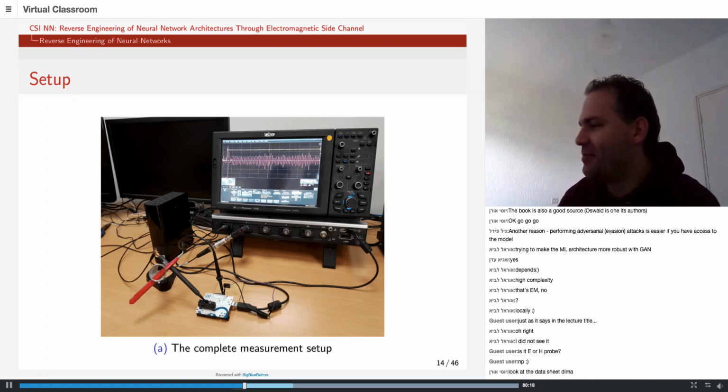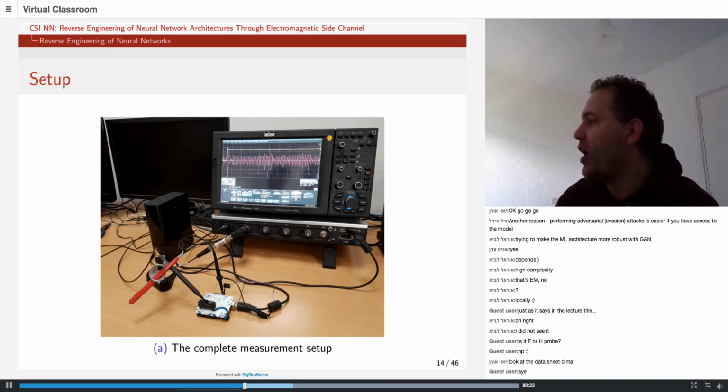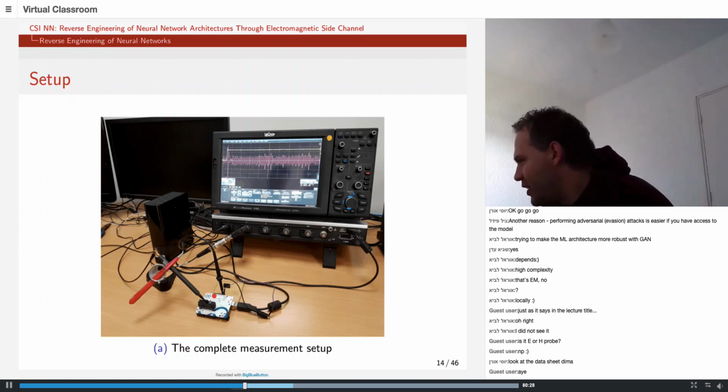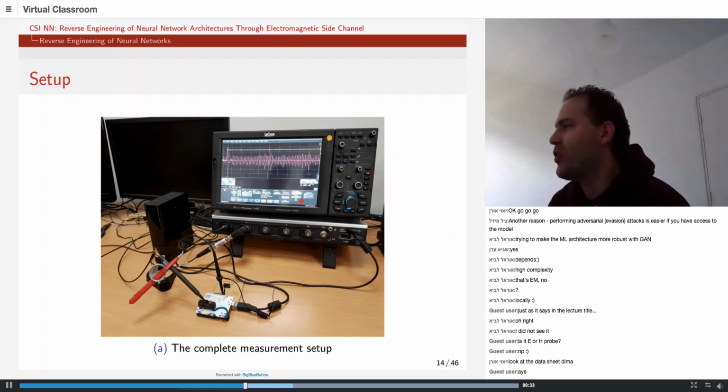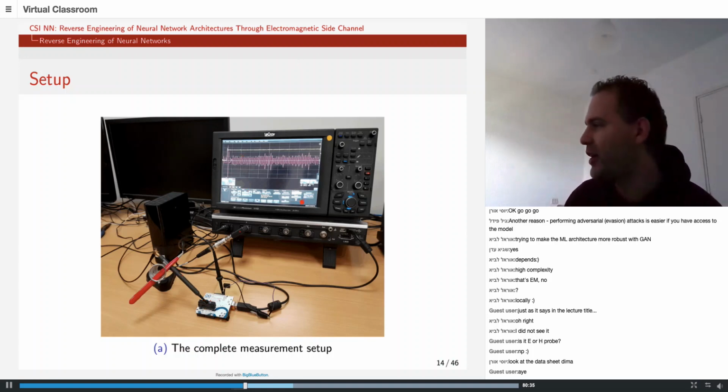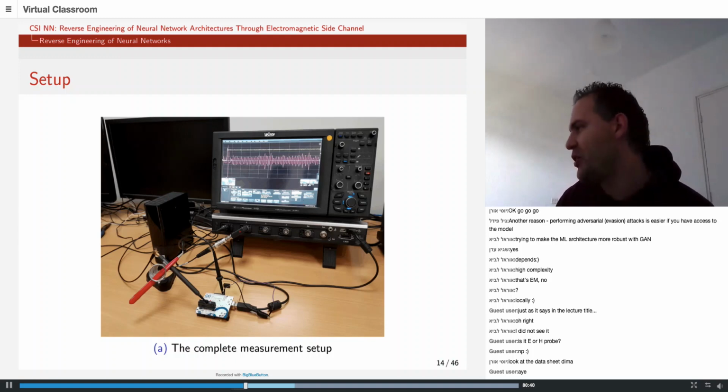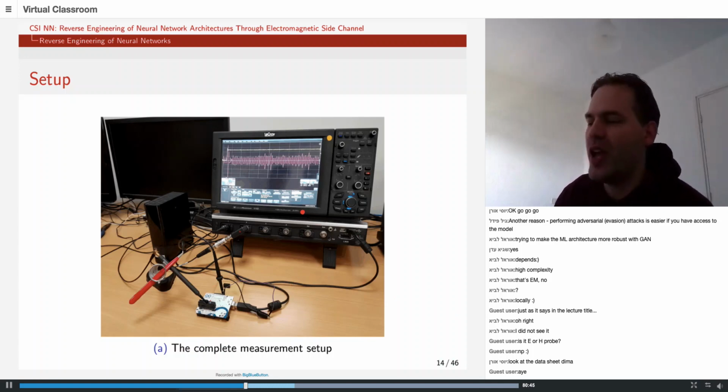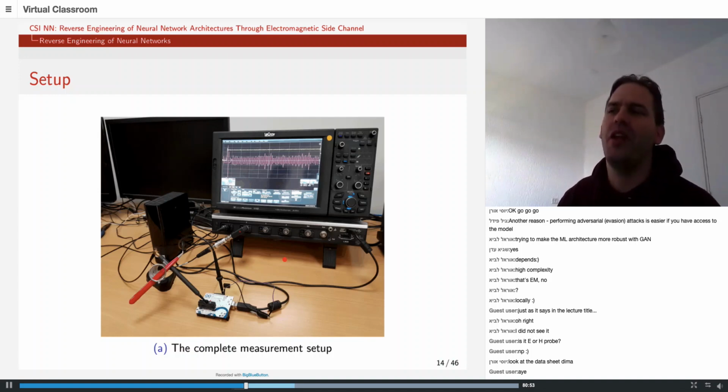So this is how the whole setup would look. You can see the board with the microcontroller, here is the probe, and you have an oscilloscope to do the measurements. The better the oscilloscope, the easier it is for you to do the procedure. This is, let's say, a fancy setup. But actually, you would be able to use much simpler equipment and still break the target, reverse engineer the target. You would just need many more measurements.